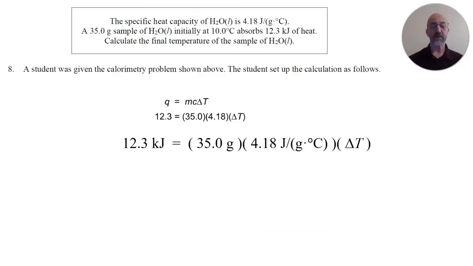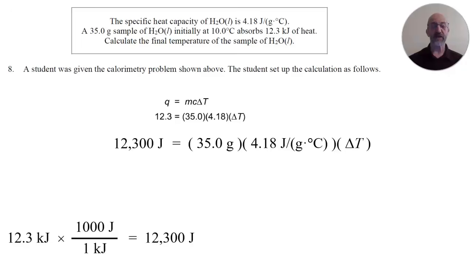So that means I'm going to multiply by 1,000, so 12.3 kilojoules. Here's my conversion factor to go from kilojoules to joules. There's 1,000 joules in 1 kilojoule. So now that would be a quantity of thermal energy, which is actually 12,300 joules. Now, when I finish off this calculation, I'm going to divide both sides of the equation by the product of 35 and 4.18.